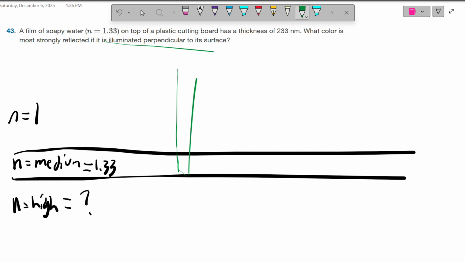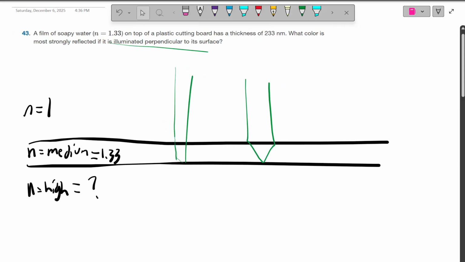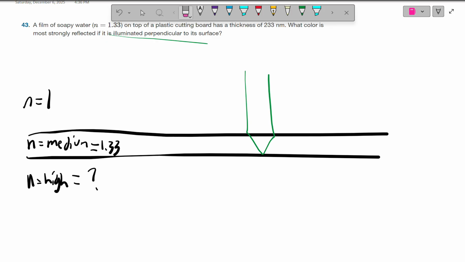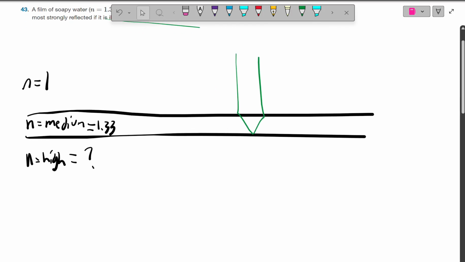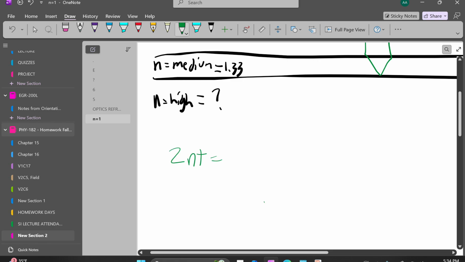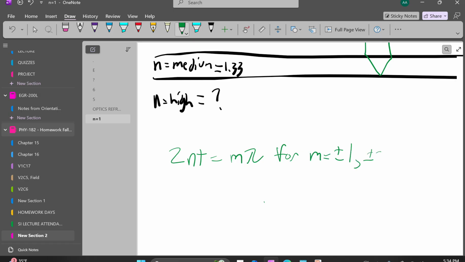What we're trying to figure out is, the light goes in, refracts somehow, refracts back up, and goes back up. We have to apply the correct formula to evaluate what wavelength of light is going to be reflected most strongly. So what do we do? Well, we take this formula, 2nt equals m lambda, for m equals plus or minus 1, plus or minus 2, and so on.